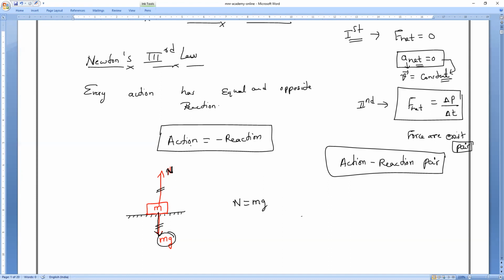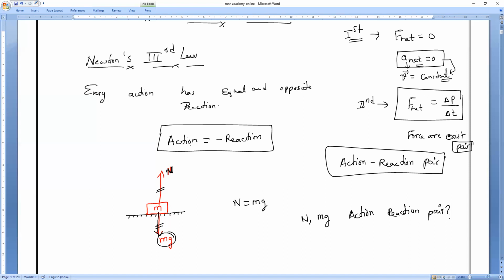So does it mean that the normal reaction and mg are called an action and reaction pair? Anybody can tell? Is it called an action and reaction pair? Is it Newton's third law? That is my question. If you think yes, you say. If you say no, why? You have to say. Anybody?